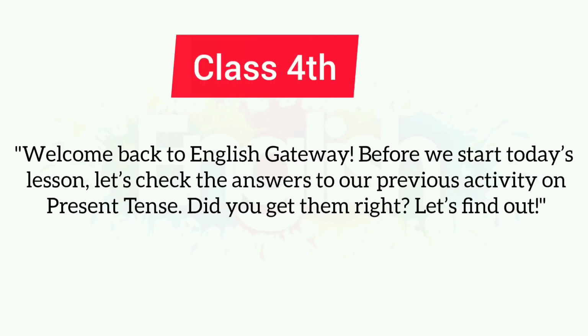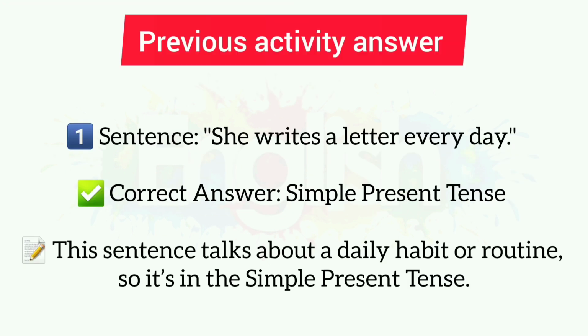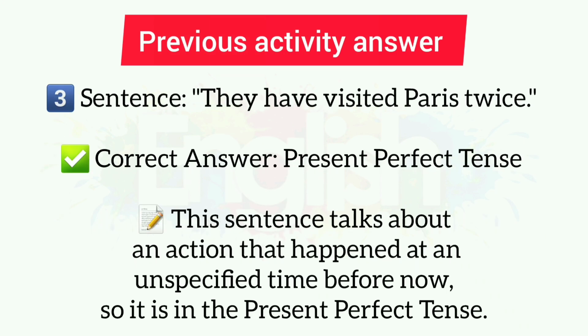Before we start today's lesson, let's check the answers to our previous activity on present tense. Did you get them right? Let's find out. Step-by-step explanation. 1. Sentence, she writes a letter every day. Correct answer, simple present tense. Correct answer, present continuous tense. Correct answer, present perfect continuous tense.